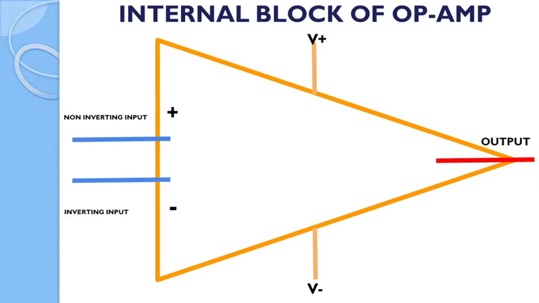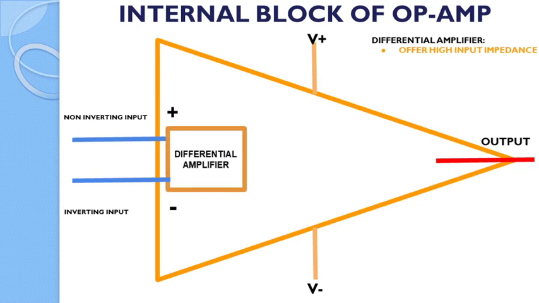Now we are going to discuss the internal blocks of an operational amplifier. The first internal block is the differential amplifier. The differential amplifier amplifies the difference between two input signals, one is the inverting input and another is the non-inverting input. While amplifying, it offers high input impedance to avoid the loading effect. The output of the differential amplifier connects to the next stage of the amplifier.